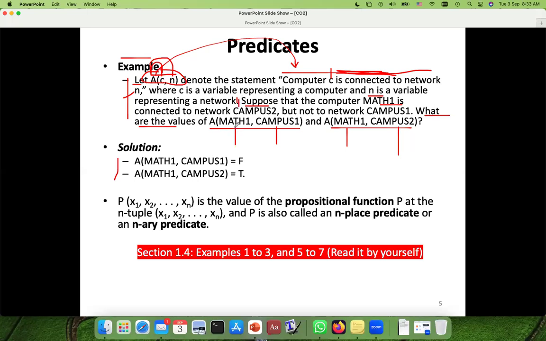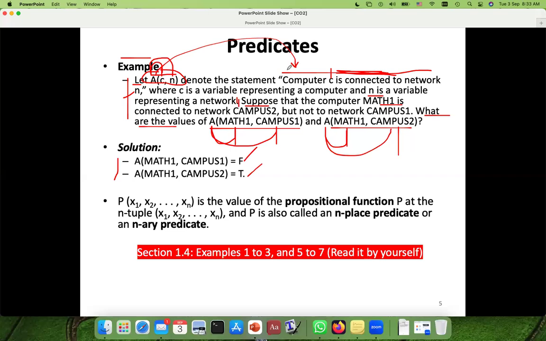You know that. What is the meaning of this one? The meaning of this one is Math 1 is connected to Campus 1. Is it true according to this given information? No, it is not. It is false. So that's why we are writing it here. And similarly, Math 1 is connected to Campus 2. Is it true? Using this existing information in the question, yes, it is. That's why we are writing it true.